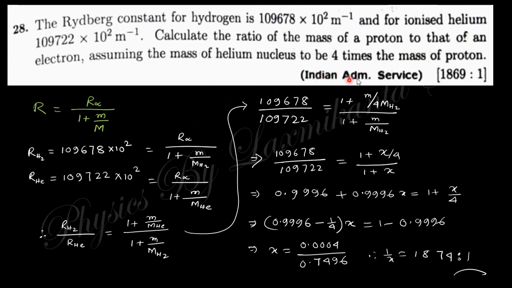Now here it says helium has 4 times the mass of a proton. So in the case of hydrogen, this is the mass of the proton, and helium is 4 times the mass of the proton. So taking m by M_H as x, you will get the value of x, and 1 by x is M_H by m, that is the mass of the proton with respect to the electron. The mass of the proton with respect to the electron will be found like that. There is an approximation, that's why this does not match exactly. If you take this approximation exactly, you can get this answer, no problem.